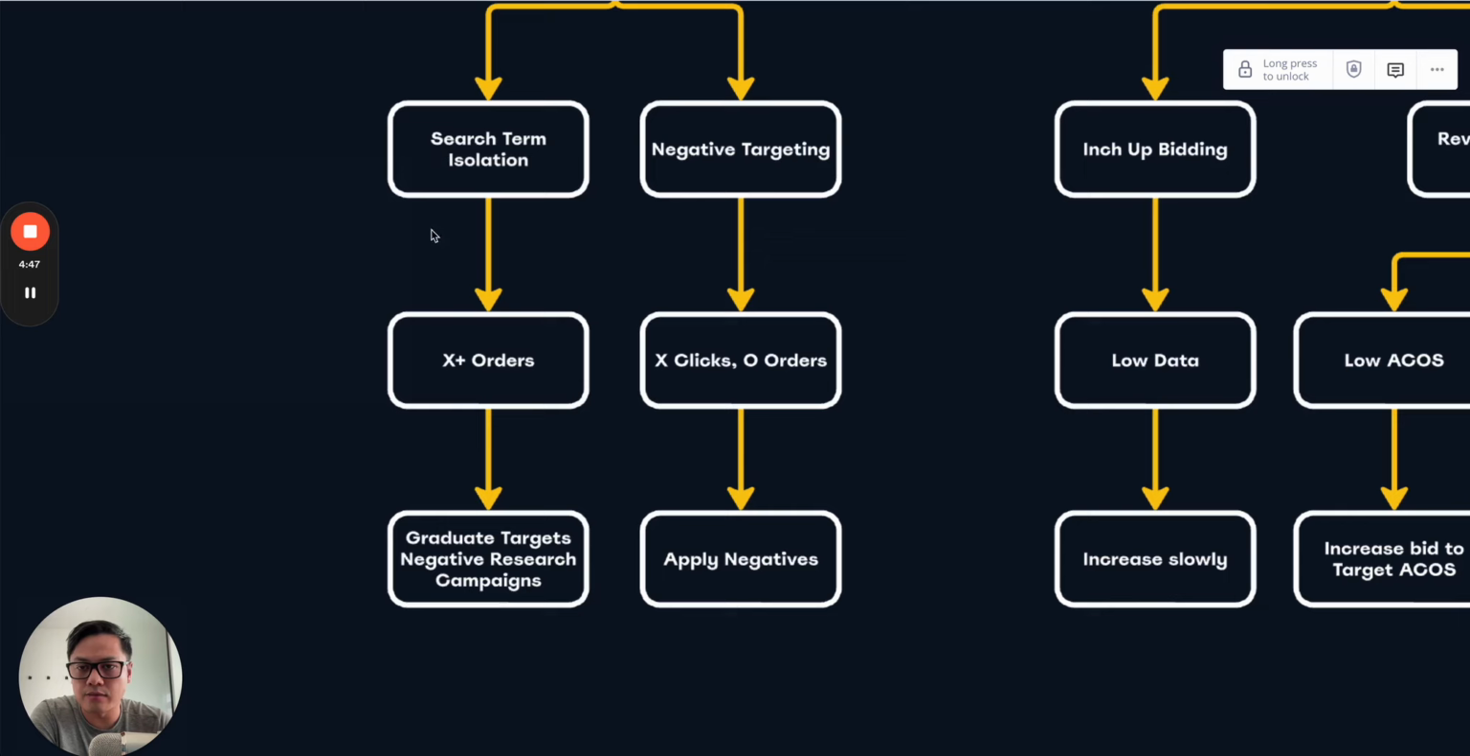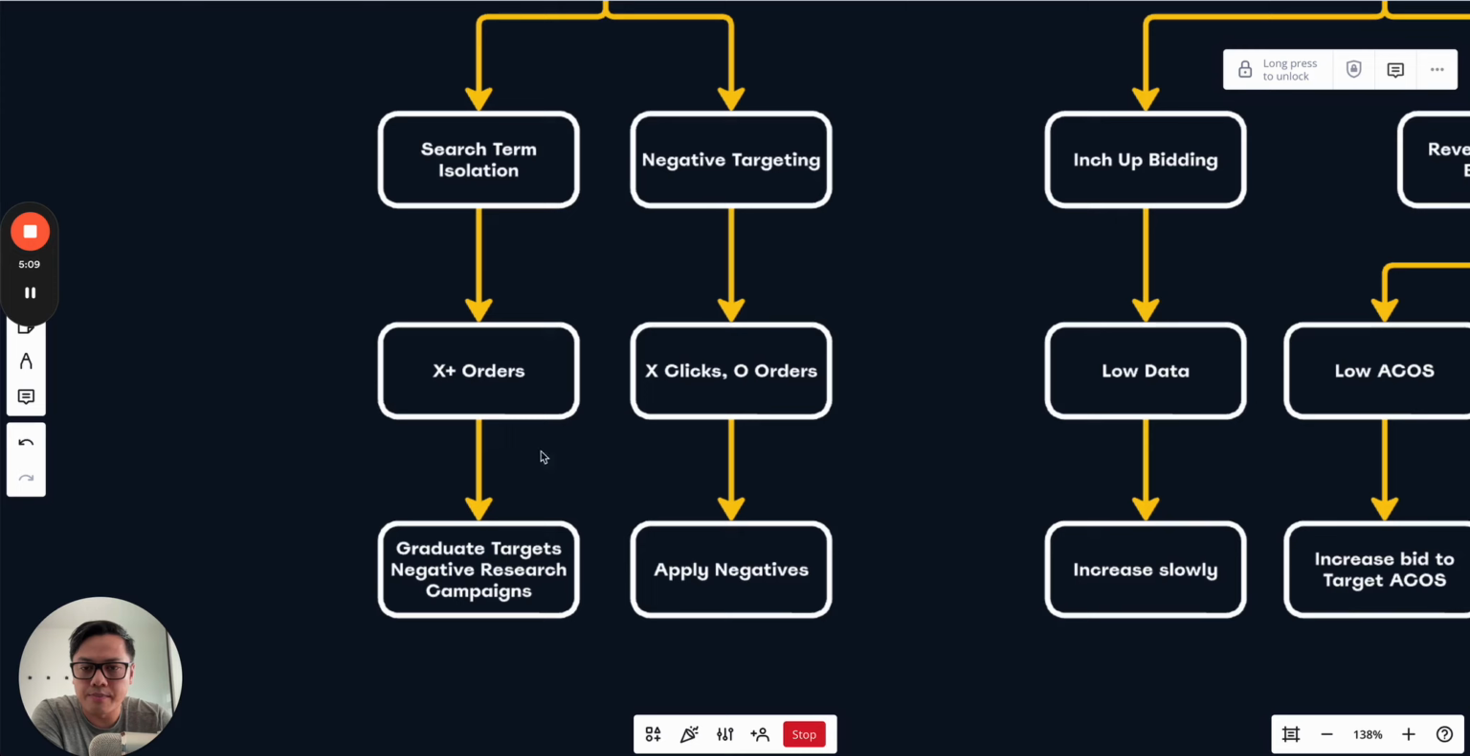In this case, for search term isolation, I will say it has to hit X amount plus orders before I do any graduation or any negatives. This X can really depend on what you feel comfortable with. My go-to is generally 2 or maybe 3, depending on the product and the conversion rate of that product. But that's kind of my sweet spot there.